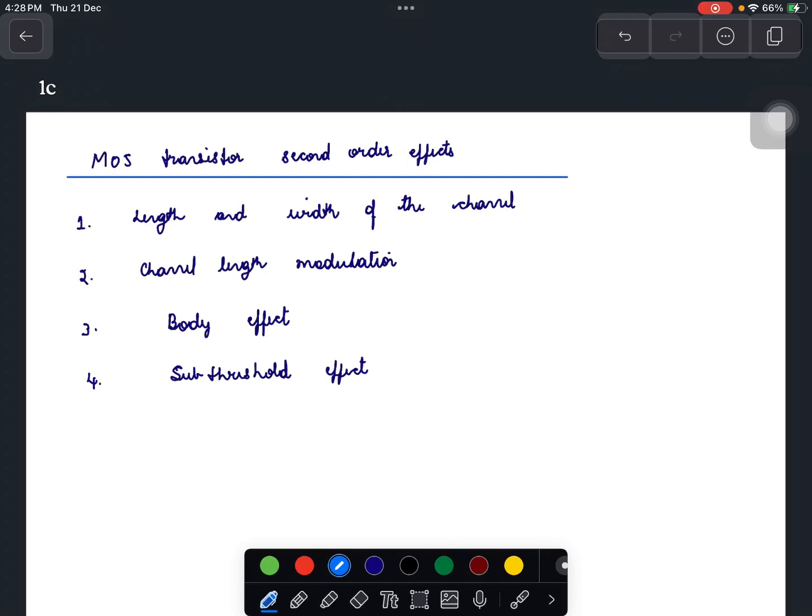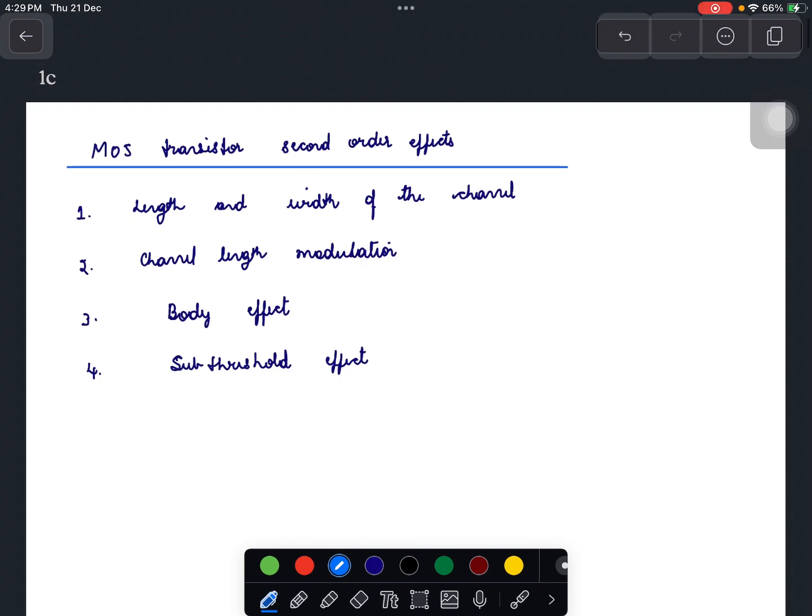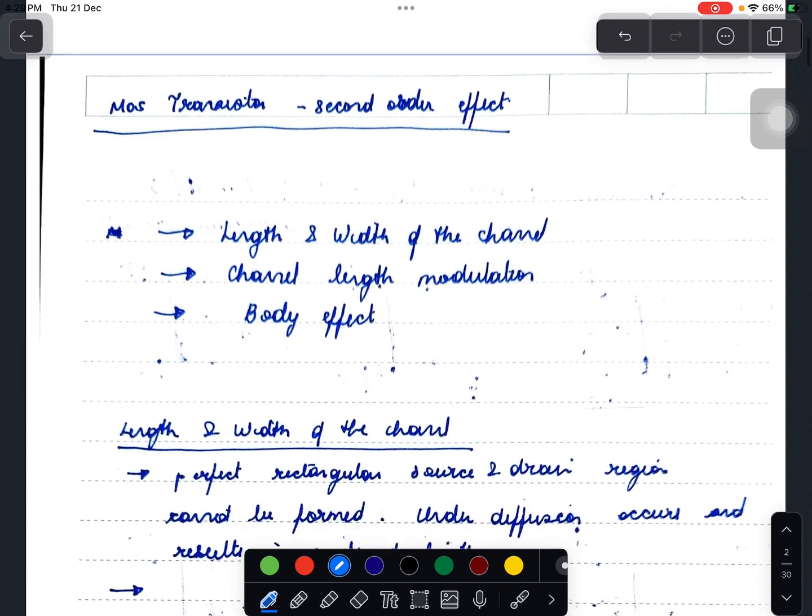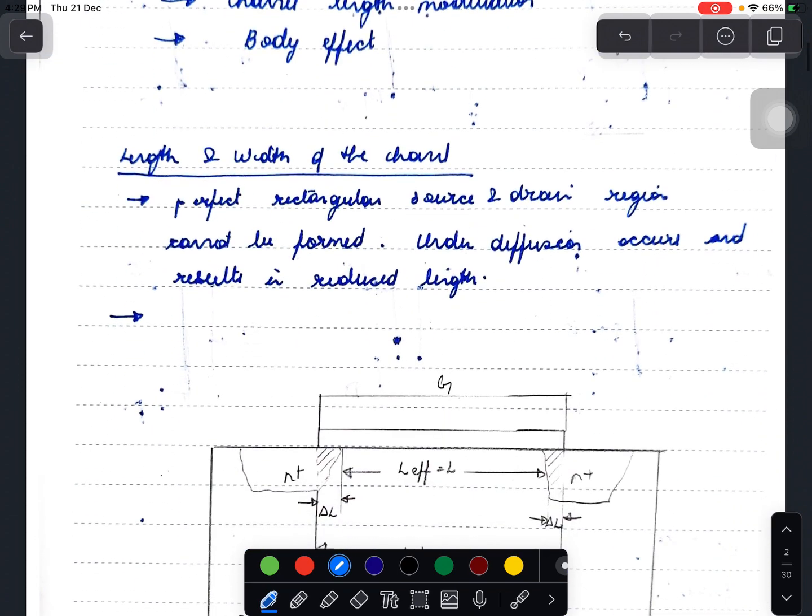MOS transistor second order effects: first, length and width of the channel; second, channel length modulation; third, body effect; fourth is sub-threshold effect. Length and width of the channel.